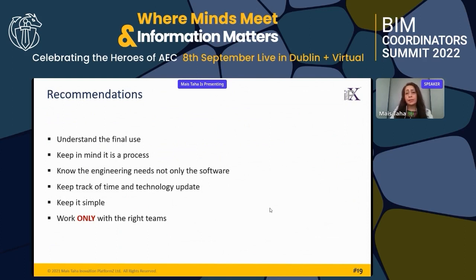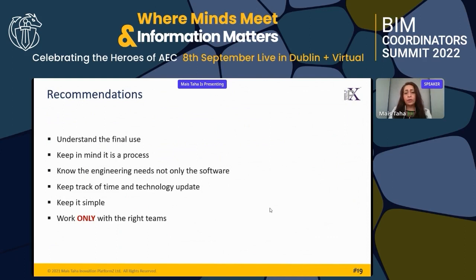Know the engineering needs. We always should remember that we are using BIM to solve engineering problems, not using BIM for BIM. Many people forgot the purpose of why we are using BIM. It's not about software. It's about the process, and the process is about the final product. The final product is high quality buildings and digital twins or as-built models that can be used for operation.